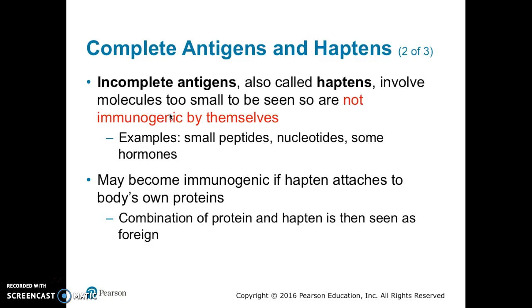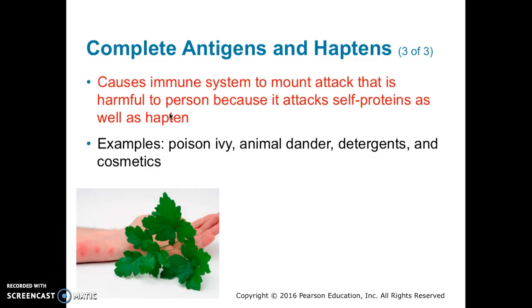Incomplete antigens, also called haptens, involve molecules too small to be seen, so they are not immunogenic by themselves. For example, small peptides, nucleotides, some hormones. Haptens may become immunogenic if the hapten attaches to the body's own proteins. The combination of the protein and hapten is then seen as foreign. A hapten attached to a self-protein causes the immune system to mount an attack that is harmful to the person because it attacks self-proteins as well as the hapten. Poison ivy, animal dander, detergents, and cosmetics are all sources of haptens that attach to a self-protein, leading the body to attack the self-protein.